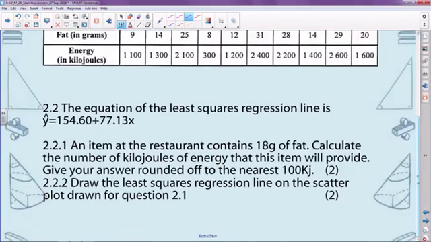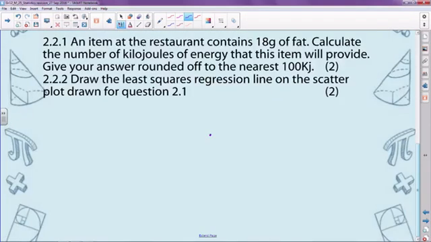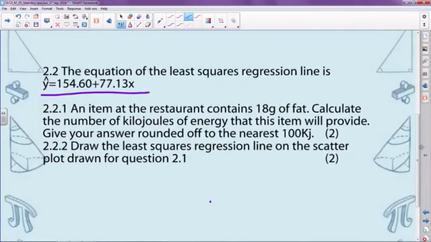Now 2.2 says, the equation of the least squares regression line is given as y hat is 154,6 plus 77,13 times x. Okay, so they've already given you the equation of your least squares regression line. The first part based on that, 2.2.1: an item at the restaurant contains 18 grams of fat. Calculate the number of kilojoules of energy that this item will provide and give your answer rounded off to the nearest 100 kilojoules. So you've got to first understand what it is that they're asking you for.